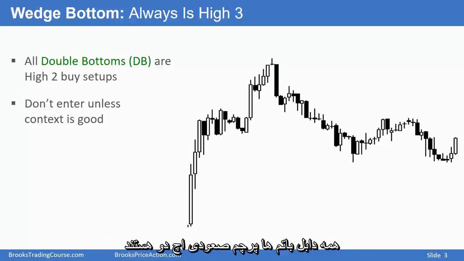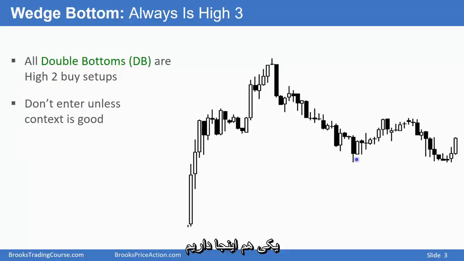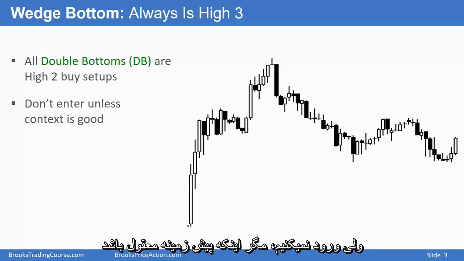All double bottoms are high 2 bull flags. We got a small double bottom here. We have another double bottom here. We have a double bottom here. But you don't enter unless the context makes sense.